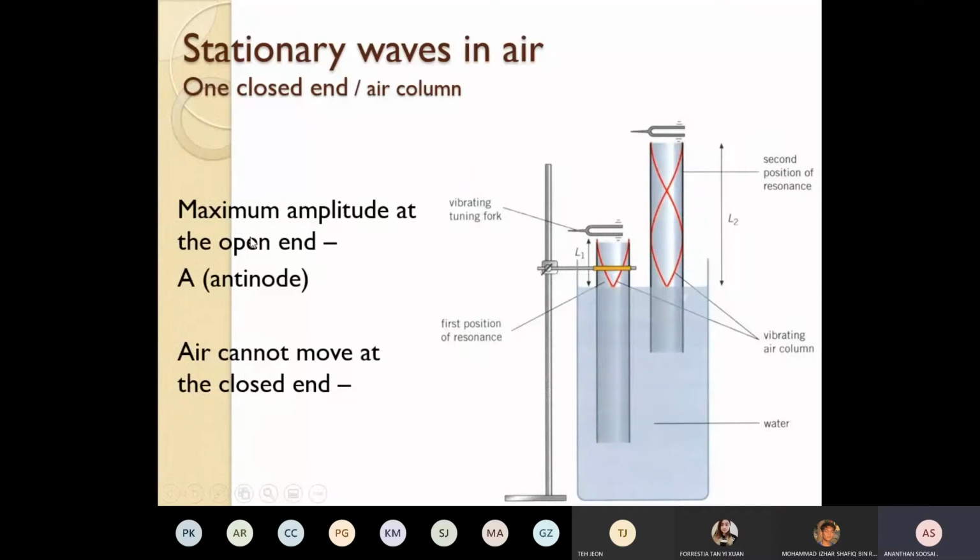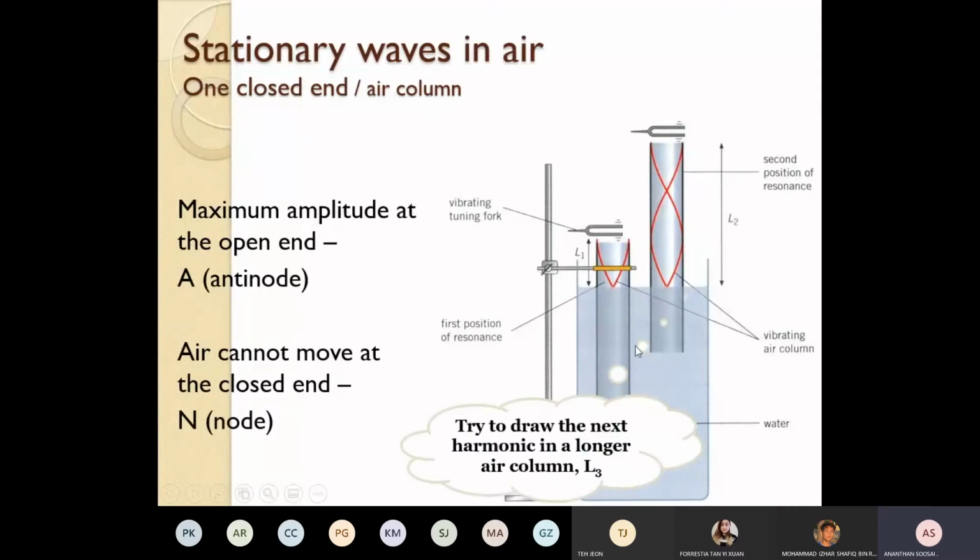Air cannot move at a closed end. Maximum amplitude is at the open end. At a closed end, you can imagine what? The particle at the closed end is trapped. It cannot go deep into the water because the water acts as a border and blocks it, and the particle above it is also pushing it. So under high pressure, they can't really oscillate. So air cannot move at a closed end, and therefore they form a node. Node means destructive interference happens at the closed end.